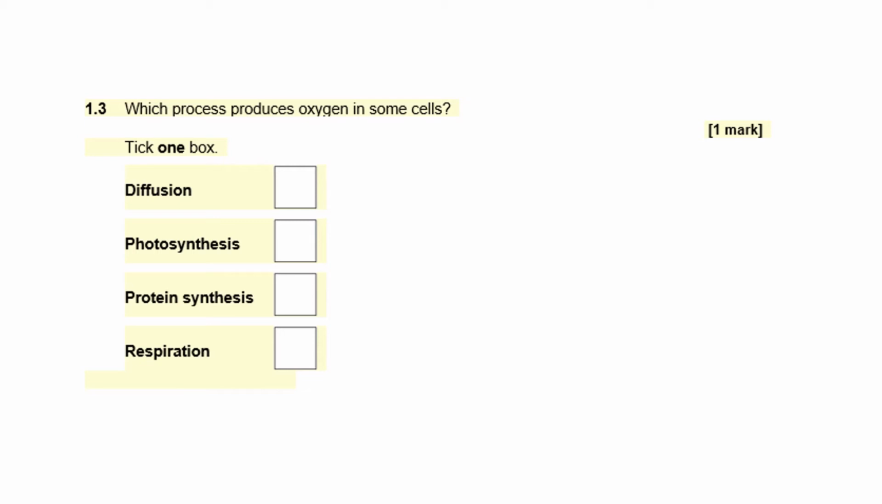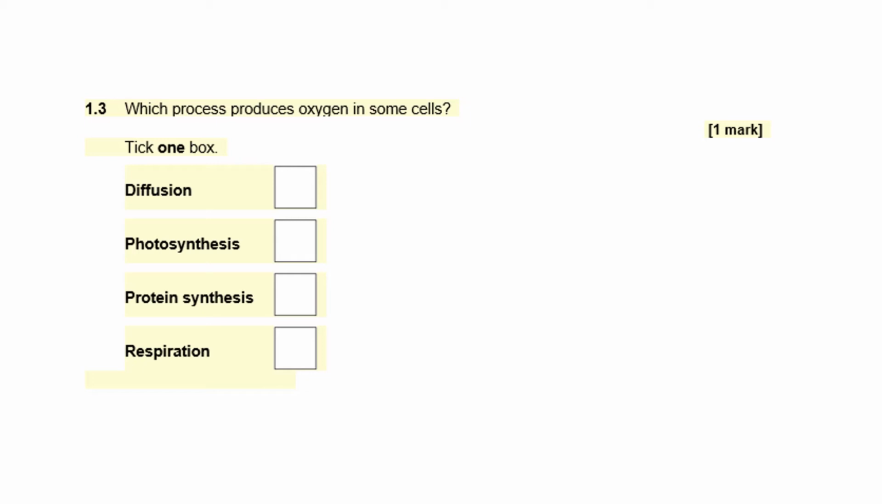Photosynthesis. What plants do? Where you have the carbon dioxide and the water going in, and you've got glucose and oxygen coming out. Protein synthesis. That is making proteins. So we're not producing oxygen, we're making proteins. And respiration, you've got glucose and oxygen going in, you've got carbon dioxide and water coming out. So the only one of those must be photosynthesis, because you're producing glucose and oxygen.